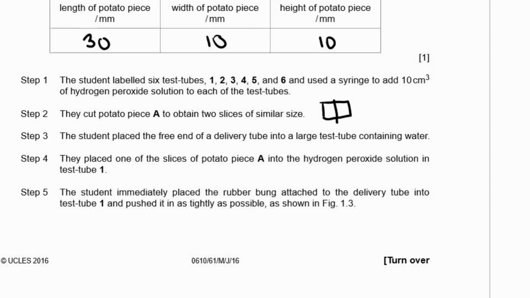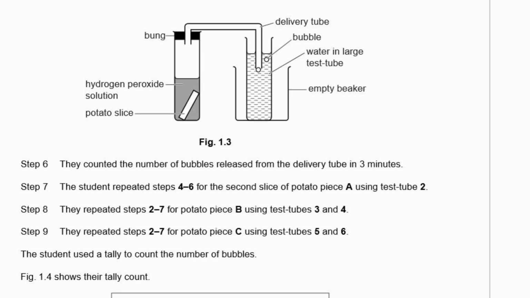The student placed the free end of a delivery tube into a large test tube containing water. They placed one of the slices of potato piece A into the hydrogen peroxide solution in test tube 1. The student immediately placed the rubber bung attached to the delivery tube into test tube 1 and pushed it in as tightly as possible as shown in figure 1.3. So this is the setup that was being described.